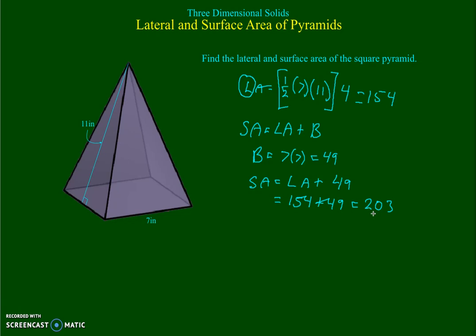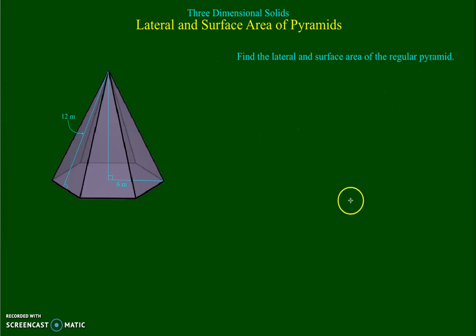Let's move on and take a look at a little bit more complicated example. In this problem, we're being asked to find the lateral and surface area of the regular pyramid. They're telling us this is a regular pyramid, therefore this is a regular hexagon. And we're faced with a little bit more difficult problem here, because that's all we're given is the radius of this regular base and the slant height. So in order to find any of the lateral faces, I'm going to need this length here.